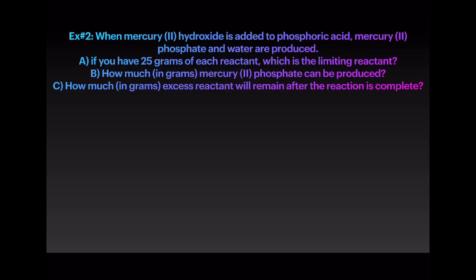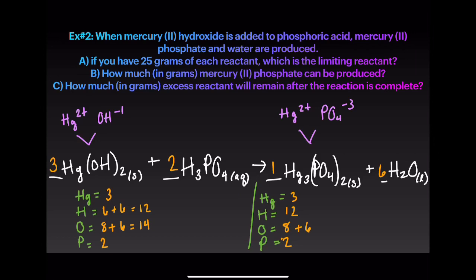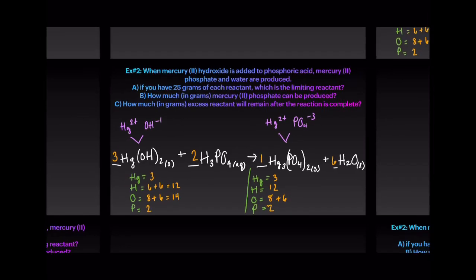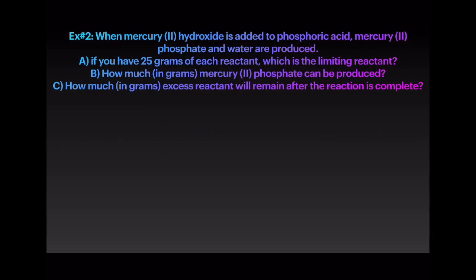So this is a new problem, example number 2. When we have mercury II hydroxide and we add it to phosphoric acid, mercury II phosphate and water are produced. So if you have 25 grams of each reactant, which one is the limiting reactant? And how much in grams of mercury phosphate can be produced? And how much excess reactant will we have left over? I would like you guys to try to write this reaction without me. I know I already put it up there. But if you can go back and try to balance it without me and write everything out, I also expect you to know the phases of each reactant because we learned solubility rules.